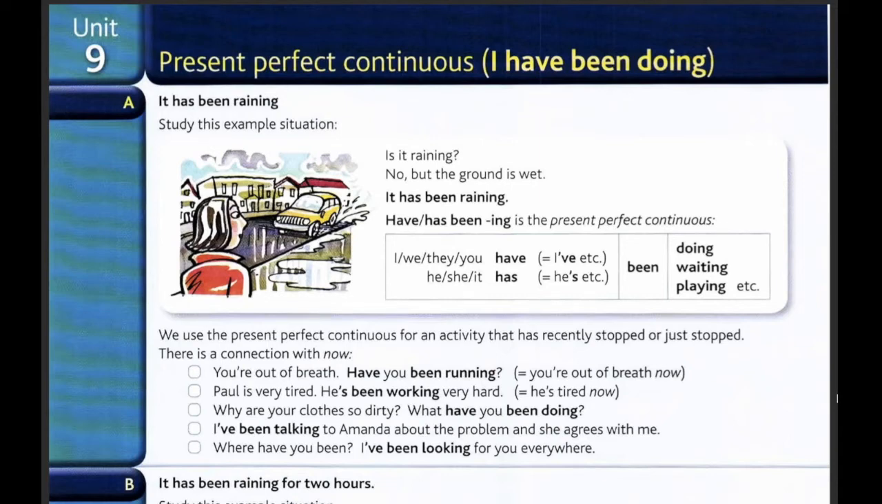For example, let's read together. You're out of breath. Have you been running? You're out of breath now. Paul is very tired. He's been working very hard. He's tired now. Why are your clothes so dirty? What have you been doing? So your clothes are dirty now. I've been talking to Amanda about the problem, and she agrees with me. Where have you been? I've been looking for you everywhere.